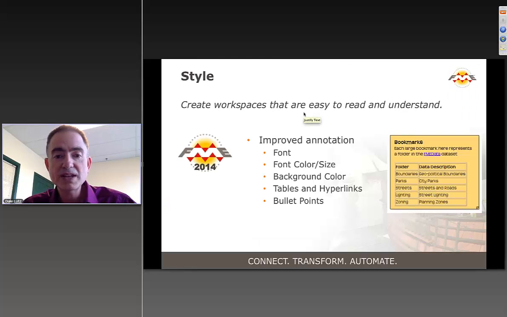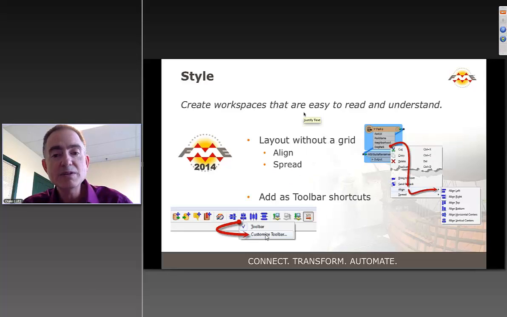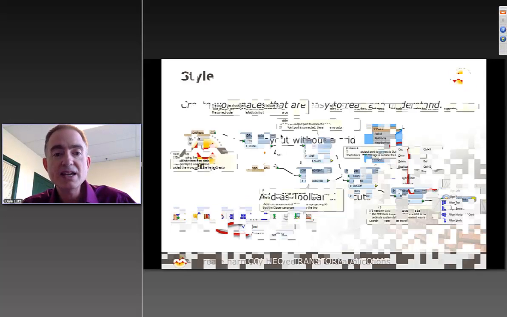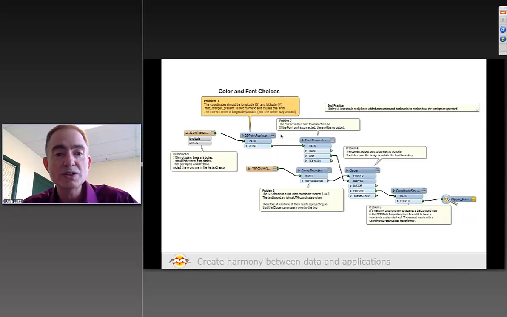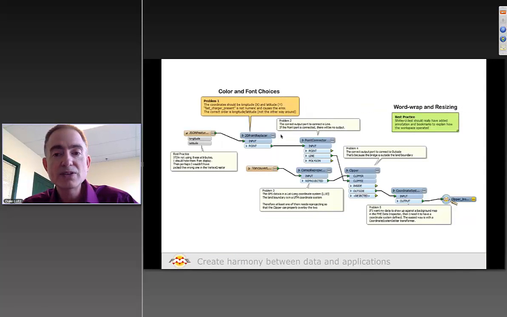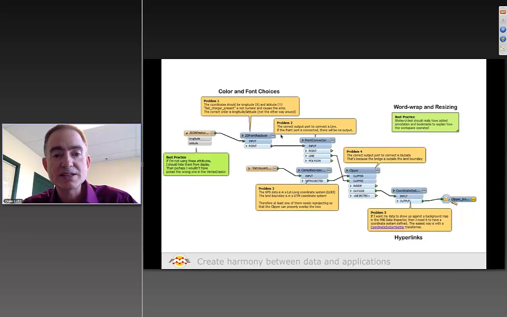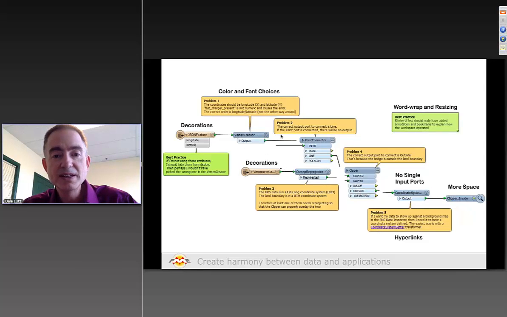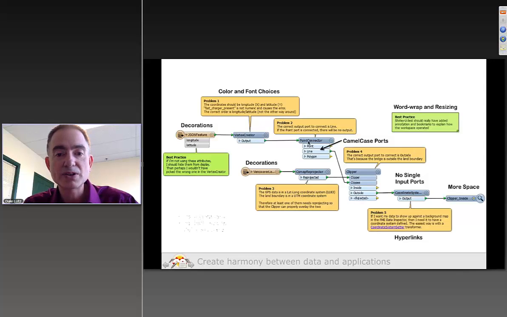So we talked about tables. You saw that already. Bullet points and lists are also able to be there. Alignment, we lost the auto layout, but we gave you an align off of the right-click to align tops and centers, which you can also add as toolbar shortcuts. And then we can just walk through here. It's take an old workspace, and slowly we turn it into something that looks really nice. The decorations come in. We didn't mention that if there was a single input port like this in the future, that's gone in 2014, and you connect right there, and the port names are camel case.